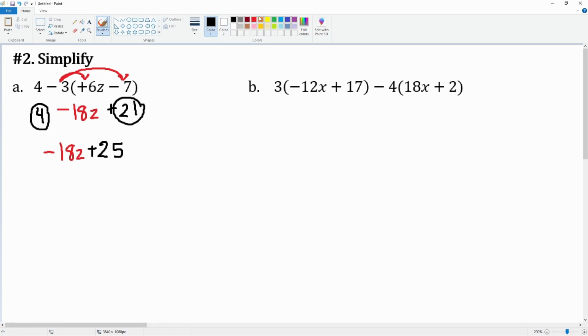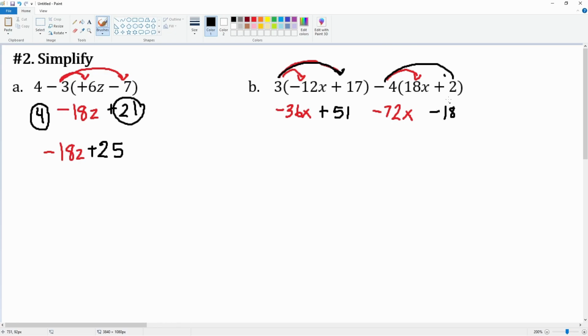B looks like there's a lot of parentheses, so we have to distribute. So we have that negative 3 times negative 12x gets us negative 36x. Then we have the 3 that's going to be multiplied by the 17 when we distribute that in. And this is going to get us a term of 51. Then we have negative 4 times 18x, that gets us a negative 72x. Then we have a negative 4 times 2, that gets us negative 8.